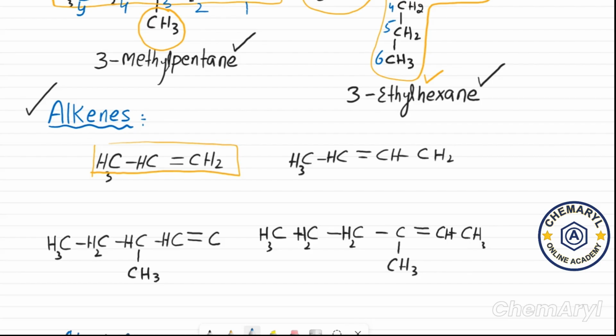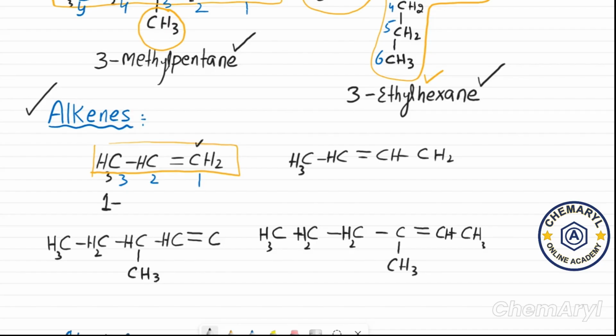Here there is no side chain present, so the functional group carbon double bond carbon is what matters. So start numbering from this end: 1, 2 and 3. So how to write the name of this compound? First of all, we have to write the position of the functional group. At which position is the functional group present? Number 1. So 1.